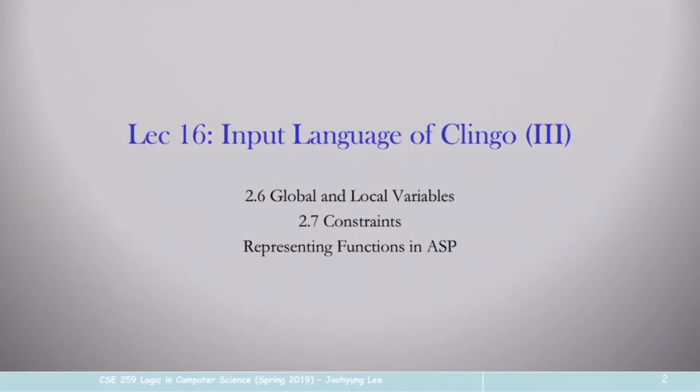So today we'll continue the discussion about the input language of Clingo, and we'll probably finish most of the sections in chapter 2. And chapter 3 is about using these constructs that you learned in chapter 2. How do you do the actual programming? Currently we are still doing some small programming exercises, but when you build up these ideas, it'll give you some interesting programming.